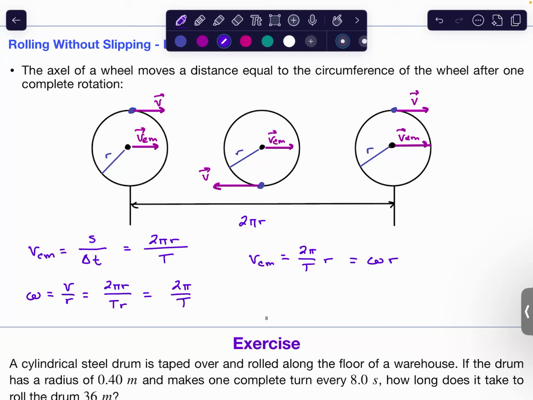I'm really blind and I can't read what the one inside the circle is labeled as. Velocity CM, so center of mass. So I'm differentiating between the velocity of the axle and the velocity of the point going around the tire.